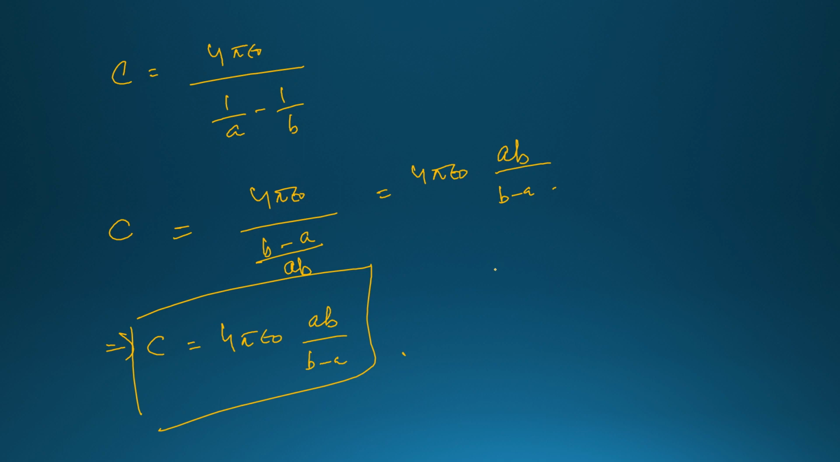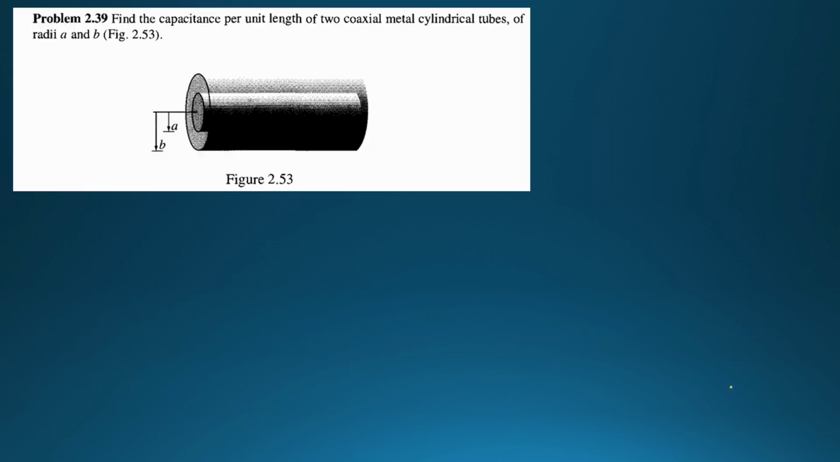Next question. So this was the answer for the capacitance of two concentric spherical shells. Next question: find the capacitance per unit length of two coaxial metal cylindrical tubes of radii A and B. So this one you try first.